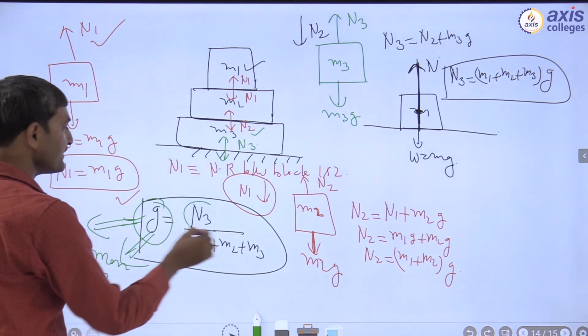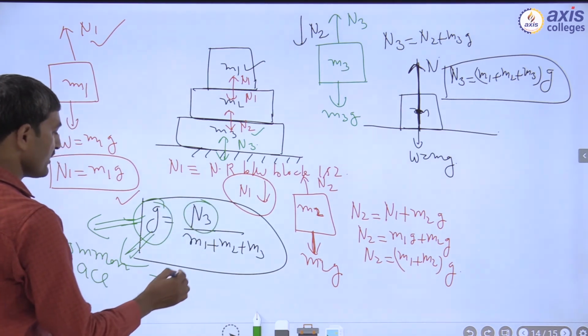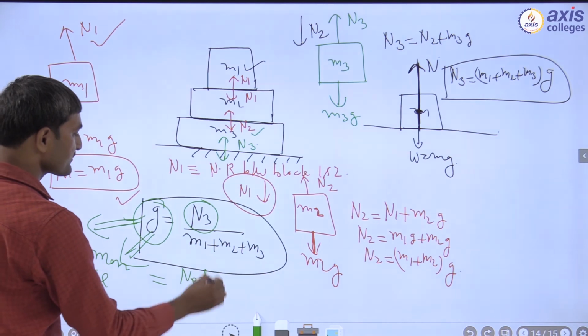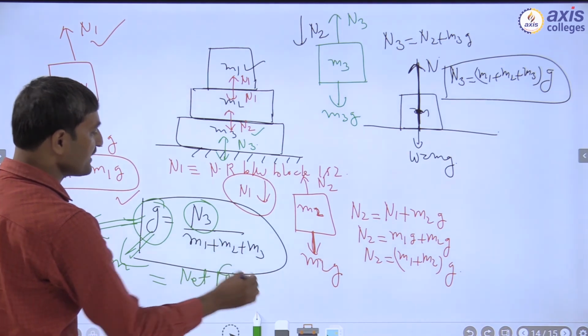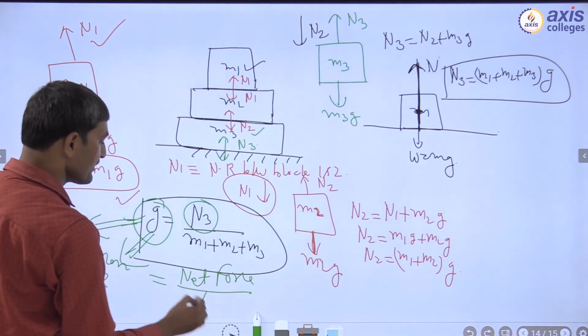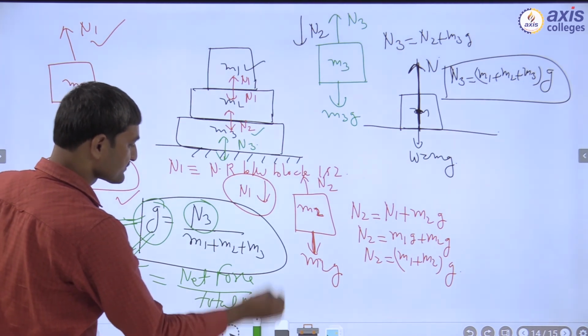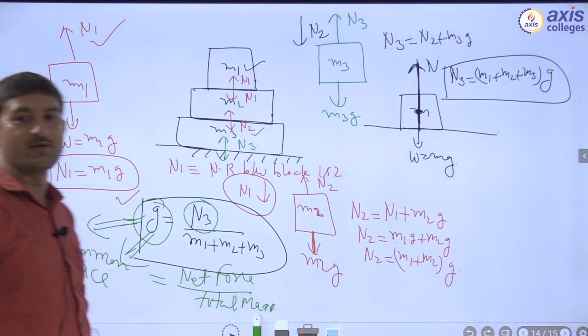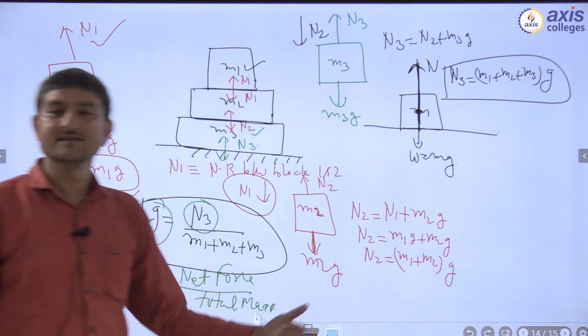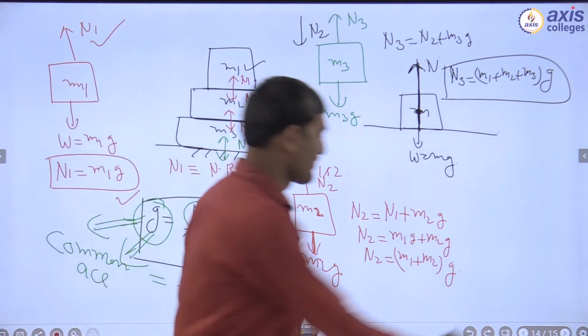and this is the net force. Common acceleration equals net force, or we can say net pulling or pushing force, upon total mass. This is one example of a free body diagram. Let us take another example for a free body diagram.